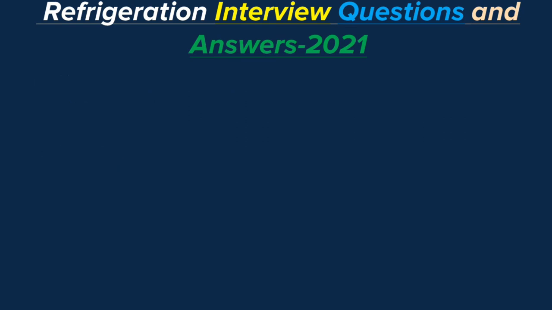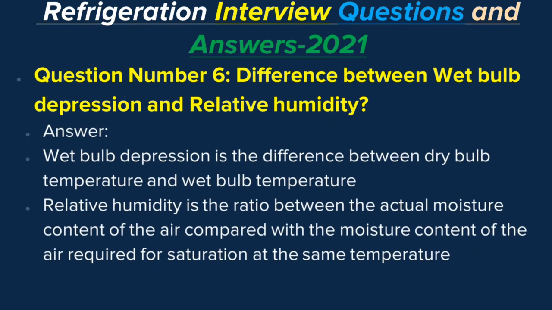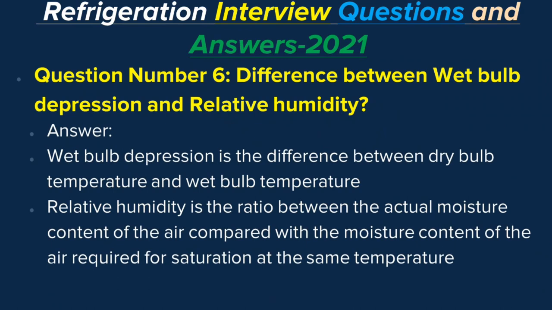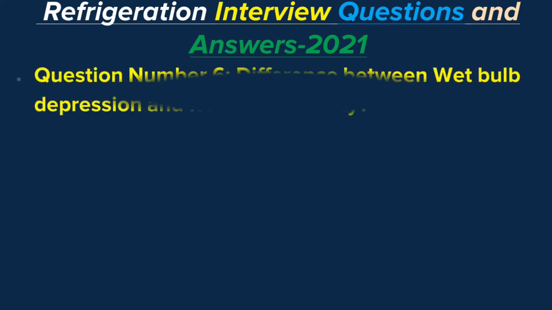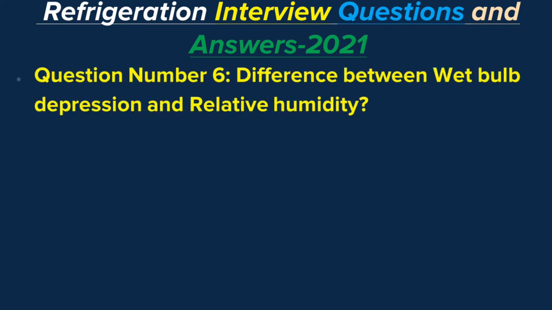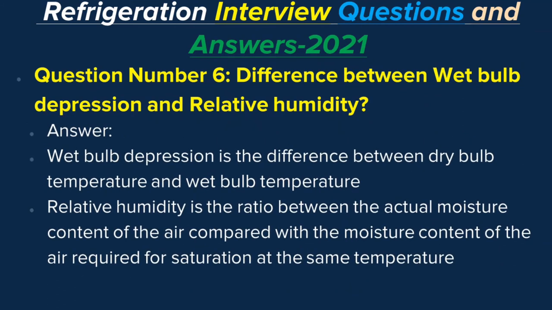Question number 6, difference between wet bulb depression and relative humidity? Answer. Wet bulb depression is the difference between dry bulb temperature and wet bulb temperature. Relative humidity is the ratio between the actual moisture content of the air compared with the moisture content of the air required for saturation at the same temperature.